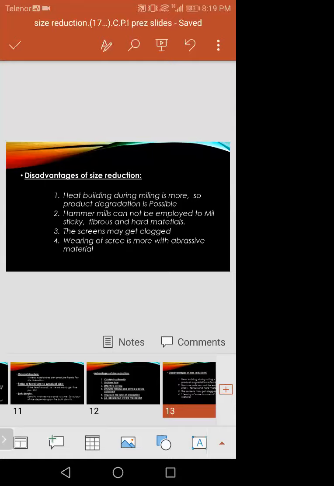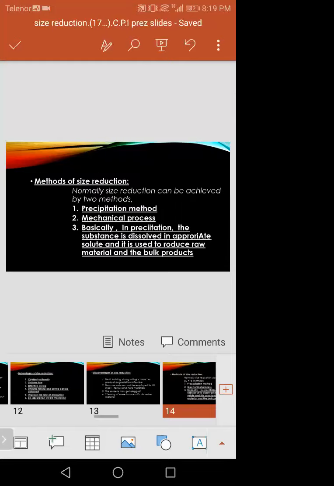And if we talk about the hammer mill, this is the equipment that is used for this process. Hammer mills cannot be employed to mill sticky, fibrous, and hard materials, as their screens can be clogged. So this is the disadvantage, and we have to overcome this problem so we can easily carry out the whole process. Then there are methods of size reduction.